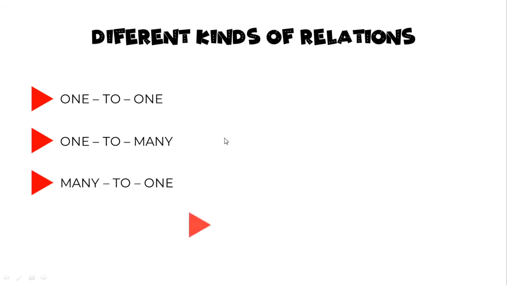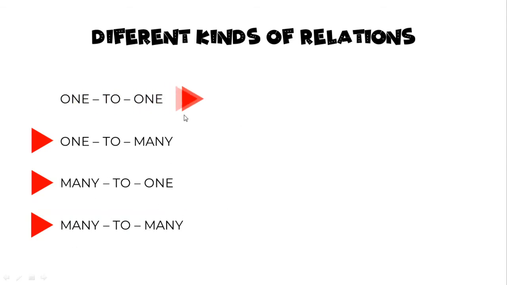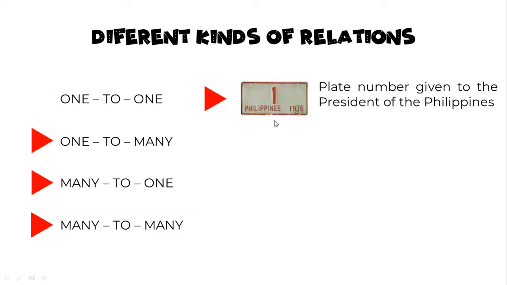Next is different kinds of relations. So meron tayong one-to-one, one-to-many, many-to-one, and many-to-many. So one-to-one, we have an example. So sabi dito, plate number given to the President of the Philippines. So, ibig sabihin nito, isa lang plate number ang ganito. At binibigay lamang ito sa President of the Philippines.